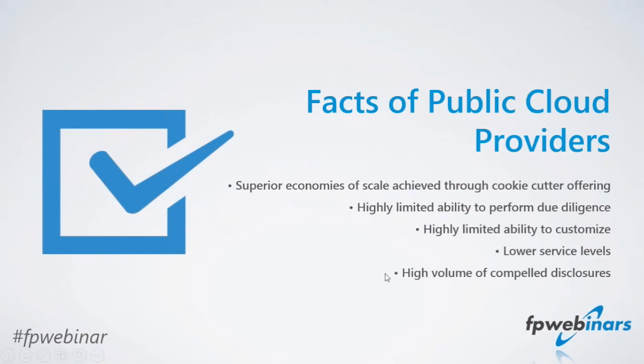And a big thing that I personally am getting very interested in is compelled disclosures. Public cloud providers are big targets for opposing counsel, for foreign and domestic governments, right? It's the old adage, why do you rob banks? That's where the money is. Why do you subpoena public cloud providers? That's where the data is.